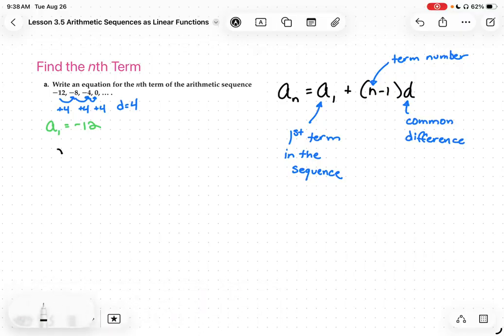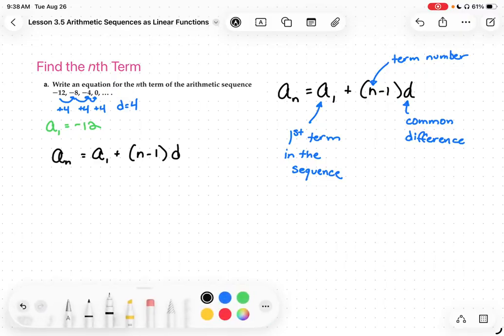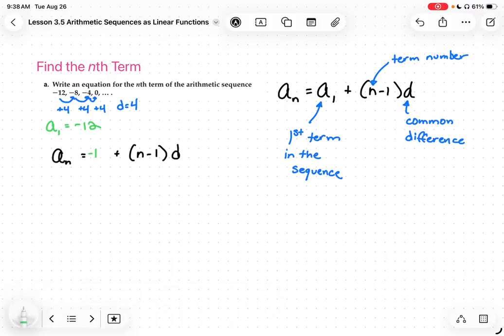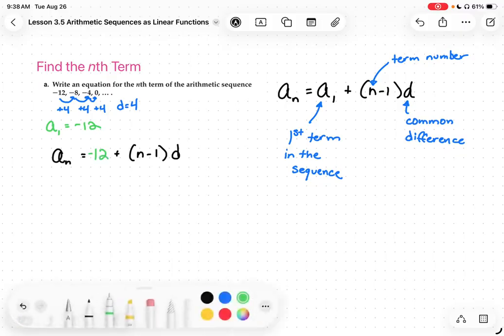Our equation is a sub n equals a sub 1 plus n minus 1 times d. And so we're going to replace the a sub 1 with -12. Replace the a sub 1 and put -12. And then we're going to replace the d with 4.